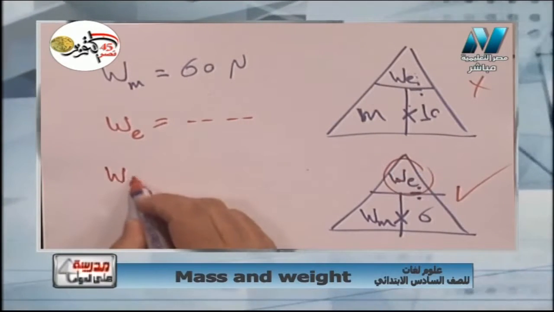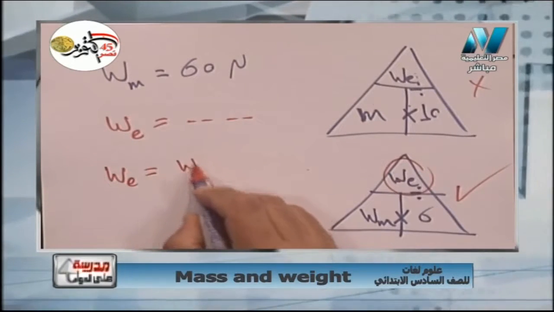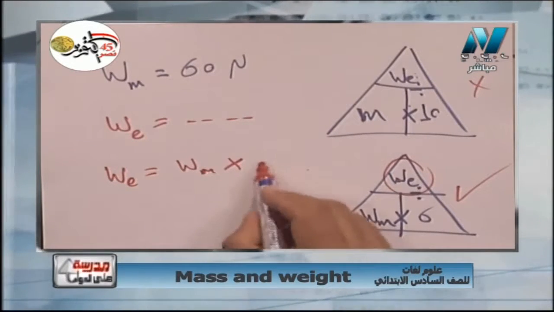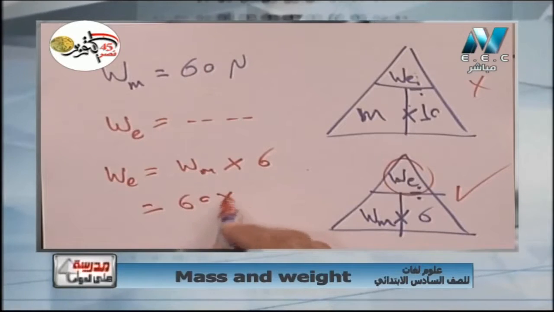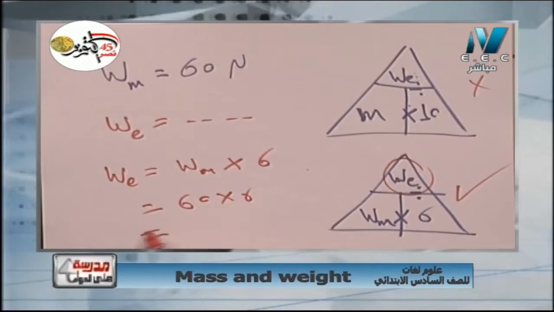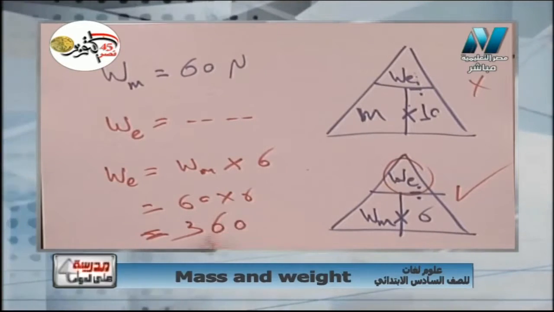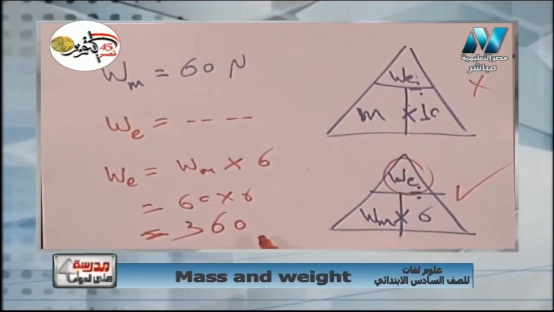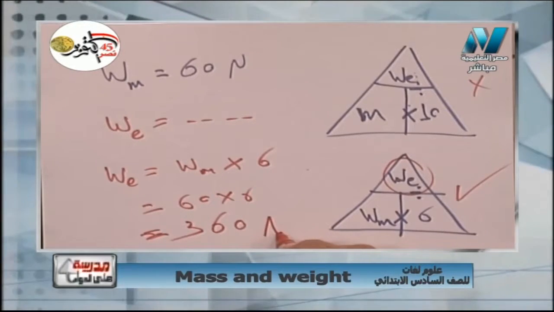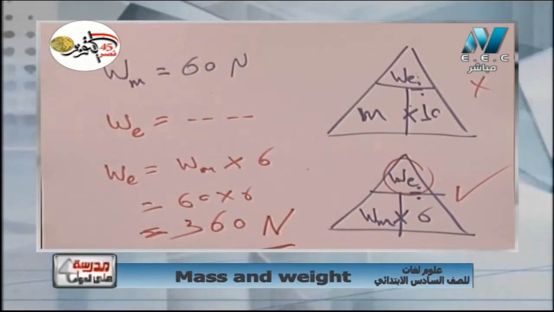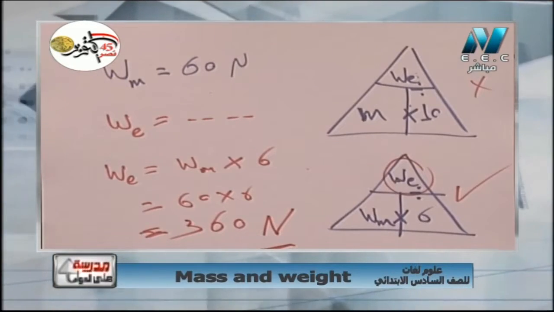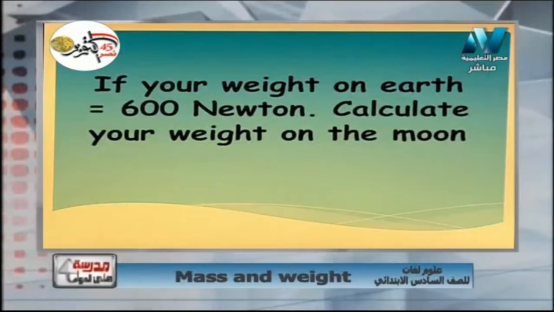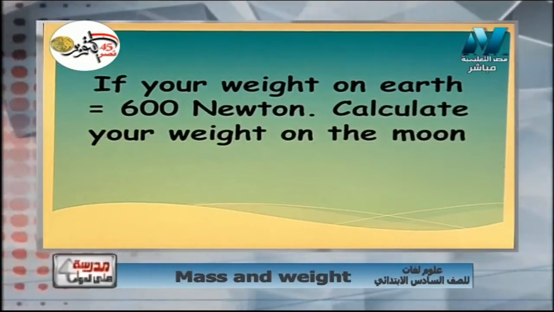So weight on the earth equal what؟ Weight on the moon multiplied by 6. So it will be 60 by 6 equal 360 نيوتن. ناخد بالنا برضو كويس قوي، دايما بكتب مع الويت نيوتن even if حتى لو كان weight on the earth and weight on the moon. So now another problem, I think it will be the last problem.